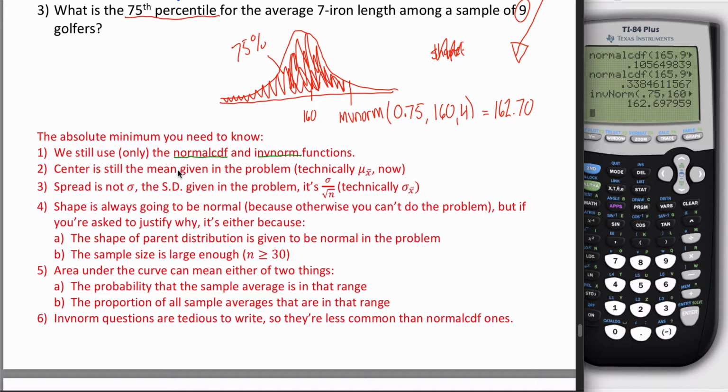The center is still the mean, although technically it has a different symbol now. It's mu sub x bar. But be careful, the spread is not sigma. The spread's different than it used to be. It's sigma divided by the square root of n. And if you want to get technical, it's got a new name. I don't know if it's super important that you understand these new symbols, but it might help keep it straight in your head that in every problem they're going to give you mu and sigma, and you need to think about mu sub x bar and sigma sub x bar if we're talking about a question that asks about x bar, a sample average.